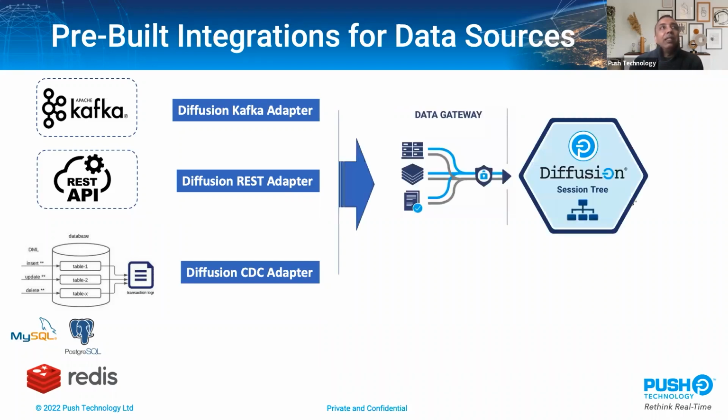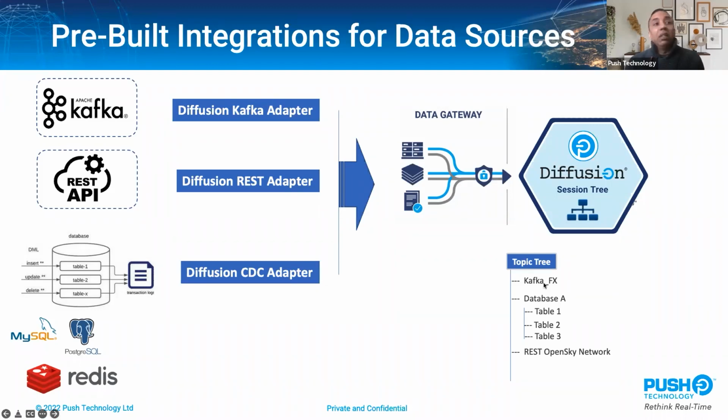So with pre-built adapters, you can integrate these data sources directly, and you can create topics instantaneously. So let's say all the FX data from Kafka can be put under one topic called Kafka FX. Then if you have databases, you can have a database A and create subtopics called table 1, table 2, and table 3. And then with REST, you can get the REST API. You might have the OpenSky Network for flight tracking information. You can add that as another topic in the main topic tree.